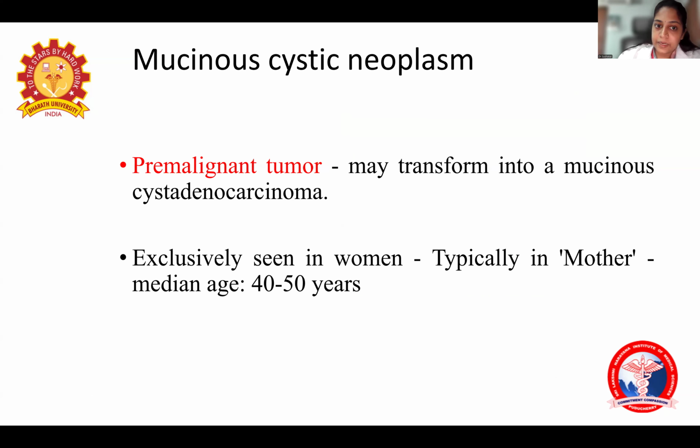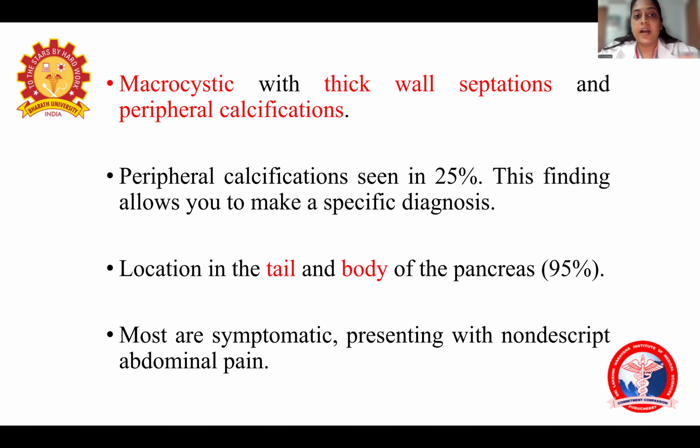Coming to mucinous cystic neoplasm. We all know that it is a pre-malignant tumor. It may transform into mucinous cystadenocarcinoma. It is exclusively seen in women, typically middle-aged, with a median age group of 40 to 50 years old. They are macrocystic lesions with thick septations and peripheral calcifications. These peripheral calcifications are seen in 25%. This finding allows you to make a specific diagnosis. This gives you a clue. Okay. Location, as we all know, is the tail and the body of the pancreas. Most are symptomatic, presenting with non-descriptive abdominal pain. Okay.